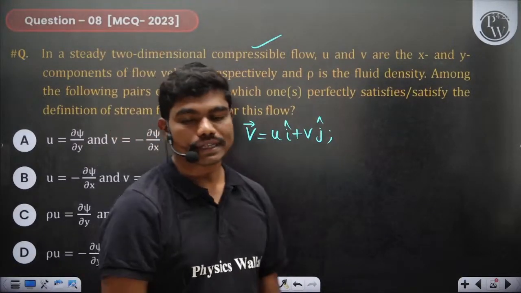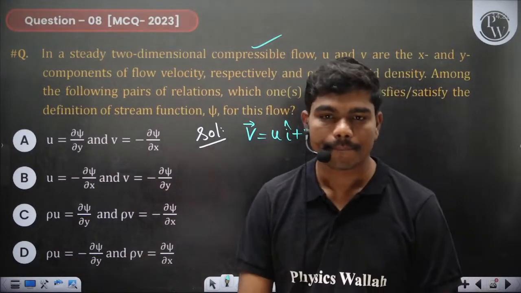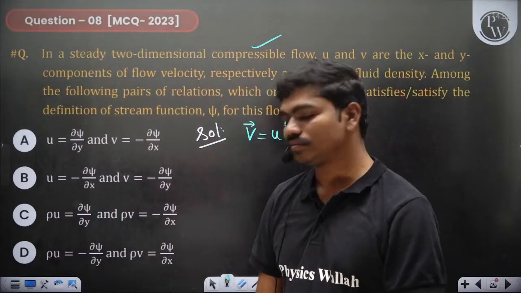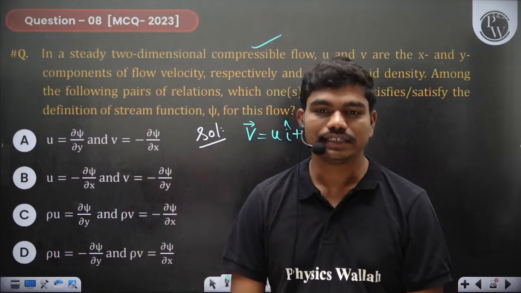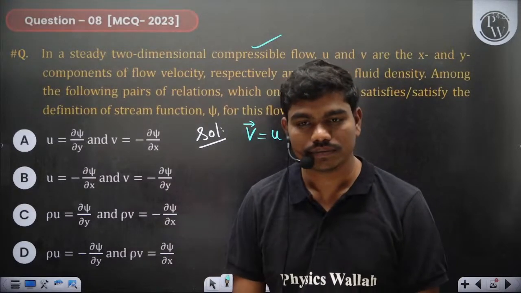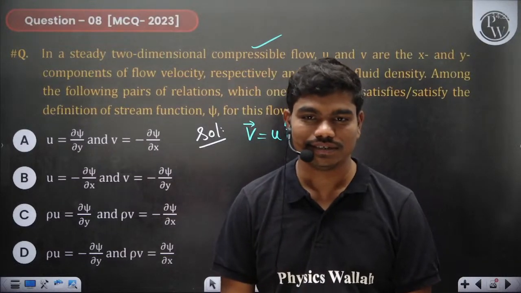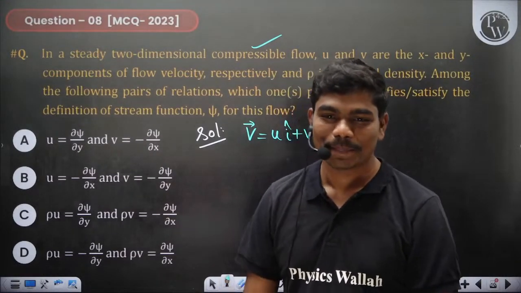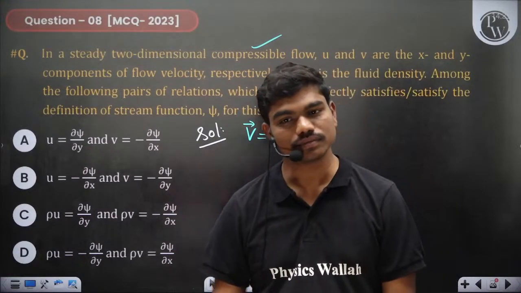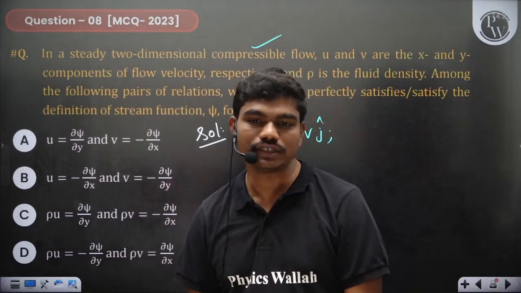Now come on, type it in the chat box. What could be the actual answer in this case? A, C, I'll give you 1 minute, you can think. Type D also, so that all options are covered. A, C, D, B. Think, what's the definition of the stream function first?